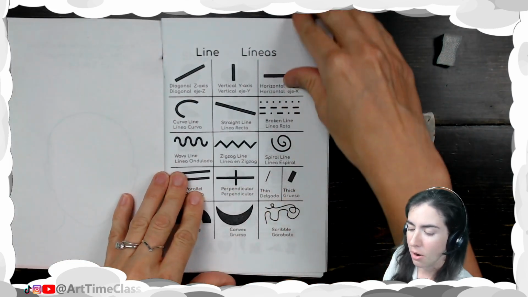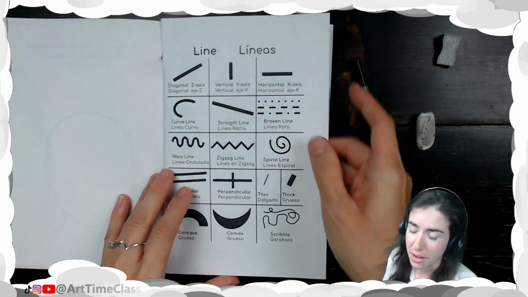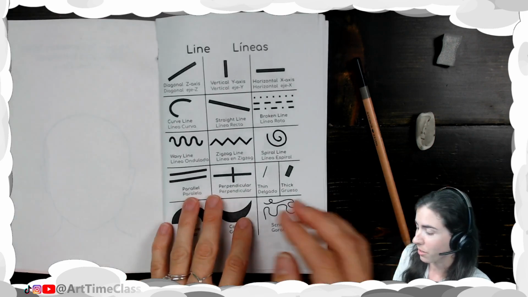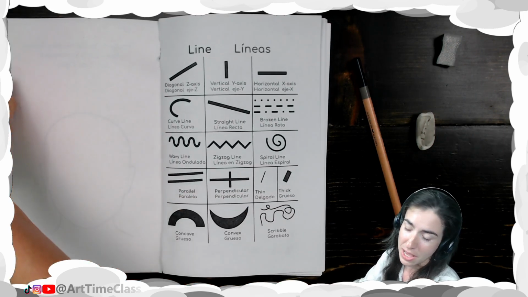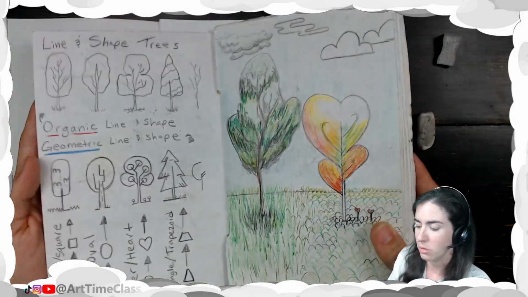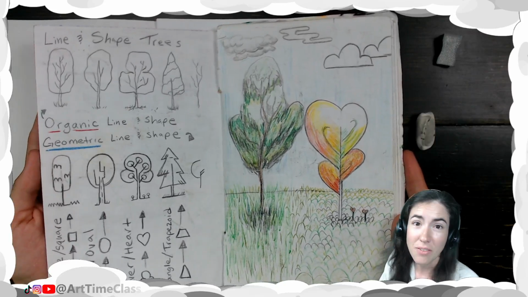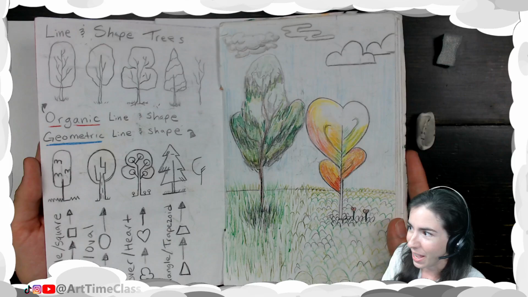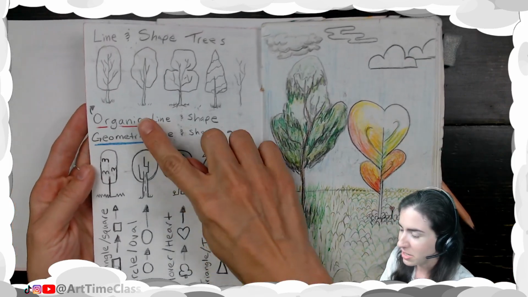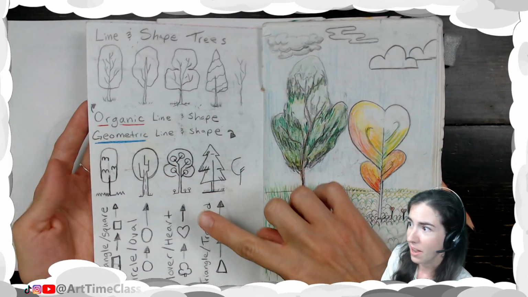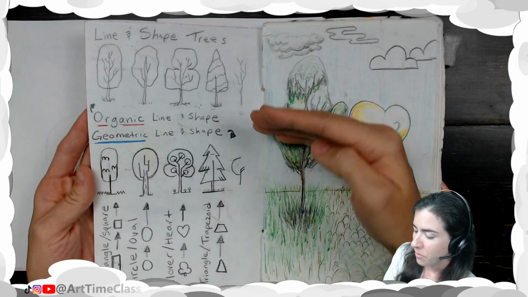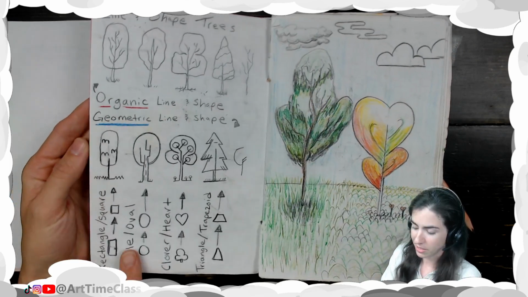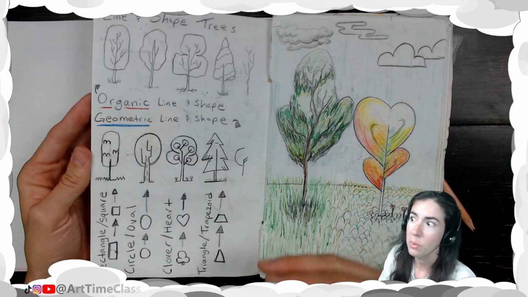Line and shape are one of the elements of art and a big component that we want to start identifying in our artwork. Here is a sketchbook I did a few years ago when I was drawing trees. If you want to draw trees instead of flowers today, you can totally do that. Here you can see different types of lines and how they affect the trees, whether it's organic or geometric. Here you can see the different types of shapes and how it would affect the tree.